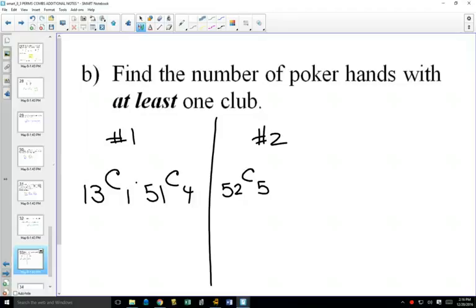choose 5. And in part A, we counted how many ways of having no clubs. No clubs was 39 choose 5. So if I use the not strategy, where I count all of them and subtract the bad ones, what I would be left with would be poker hands that have at least one club.